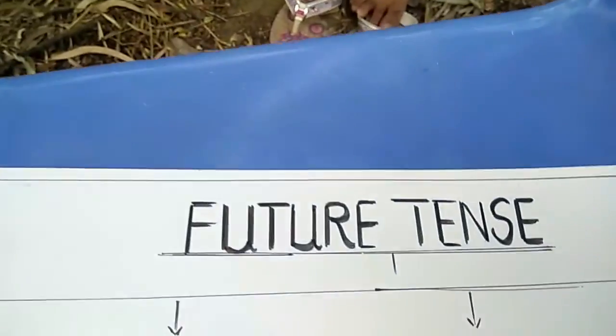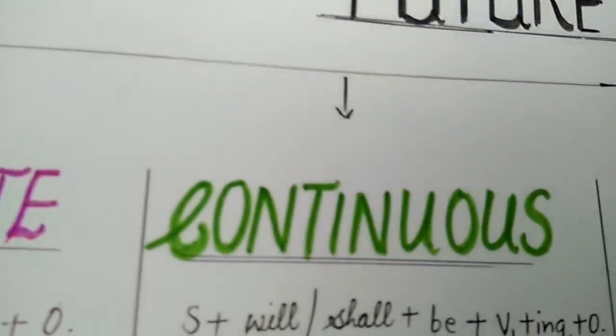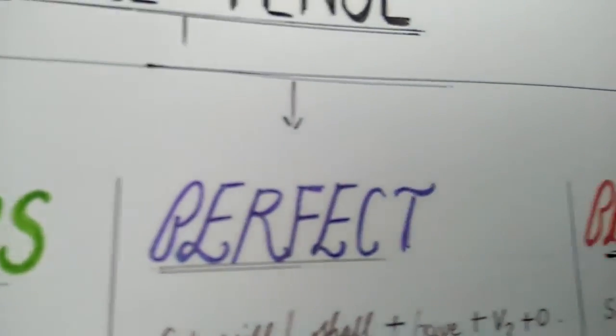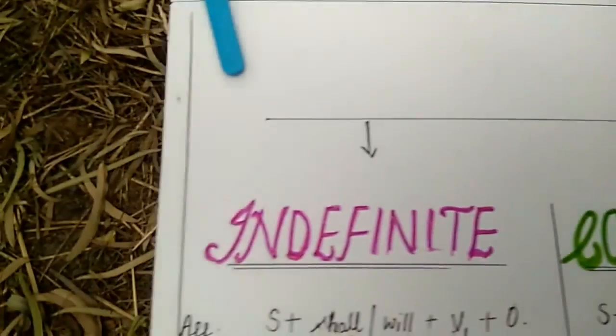Yes. Hello friends, today I will tell you about the future tense. What is a future tense? An action which tells us about the future that is going to happen in the future. Future tense is divided into 4 categories: future indefinite tense, future continuous tense, future perfect tense, and future perfect continuous tense. First, future indefinite tense.